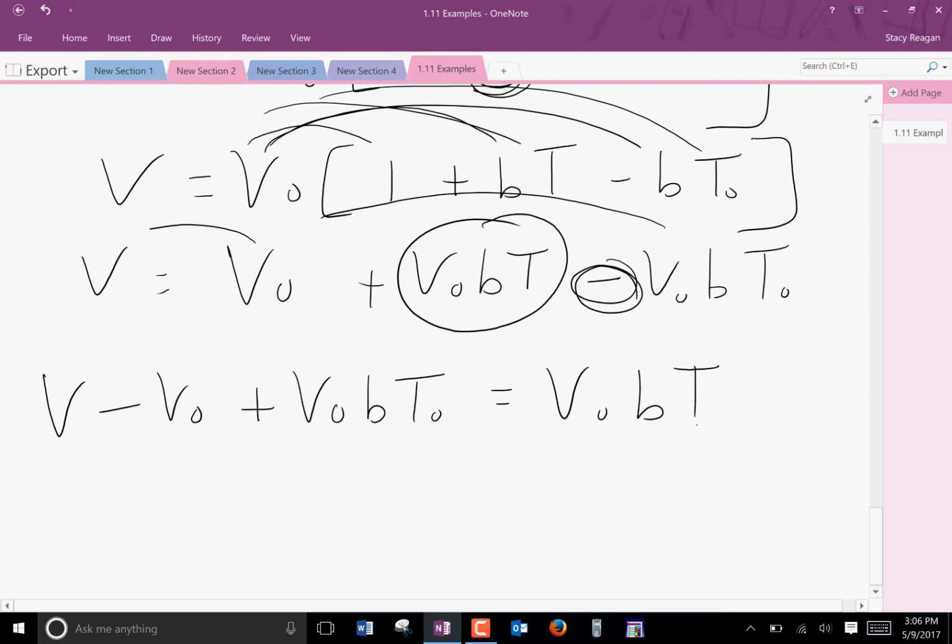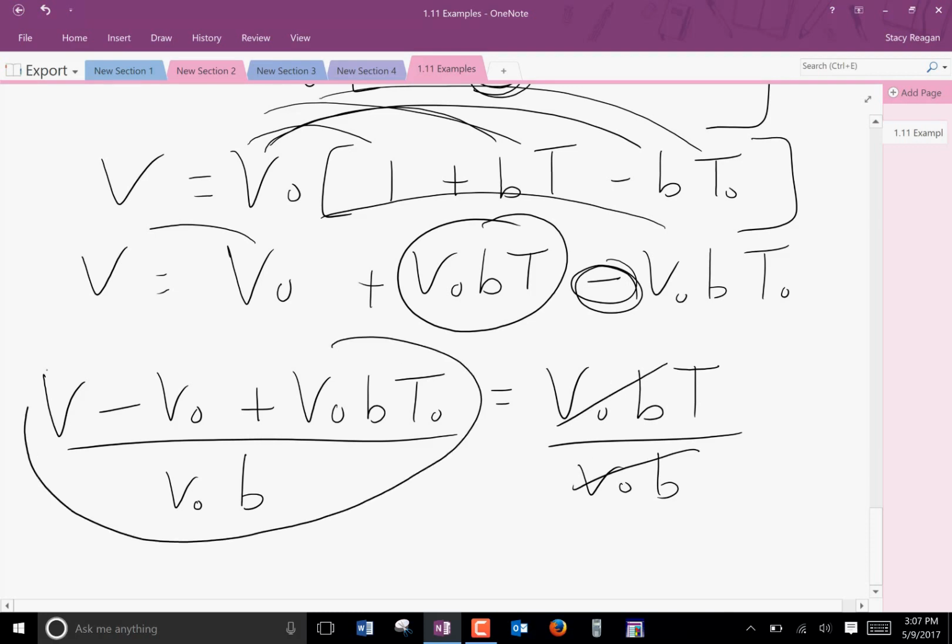And then I'm trying to get t by itself, so I'm going to divide by V sub O b. And this is what they end up with for their answer. Because remember, our goal is just to get t by itself. So what you're trying to do is get one single variable by itself. And once you get it that way, as long as it's an equivalent format, your answer is perfectly correct.